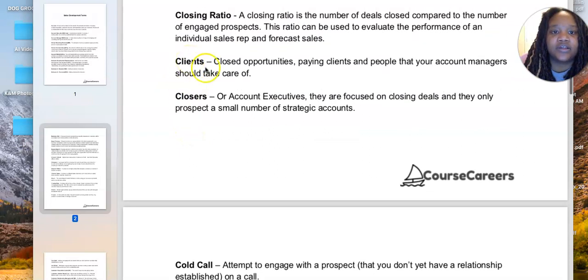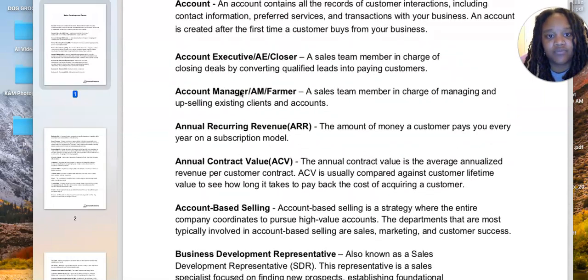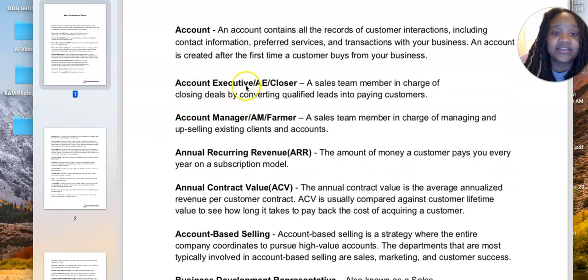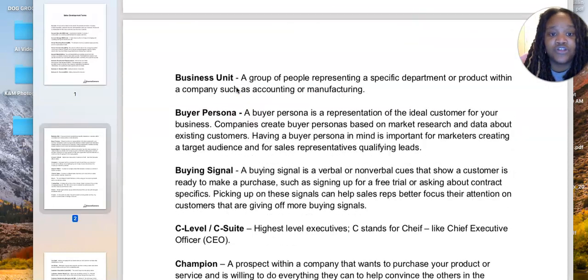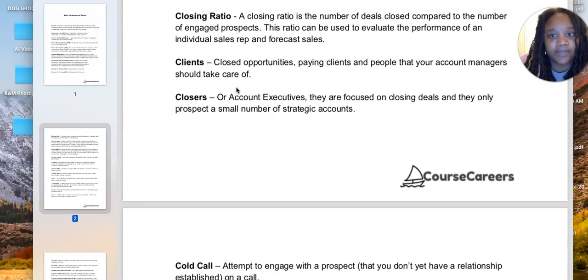Okay, clients are already closed opportunities. They're already paying customers and people that your account manager should be taking care of. So as an account executive, your job is to get as many clients as possible in order to assign them to an account manager.